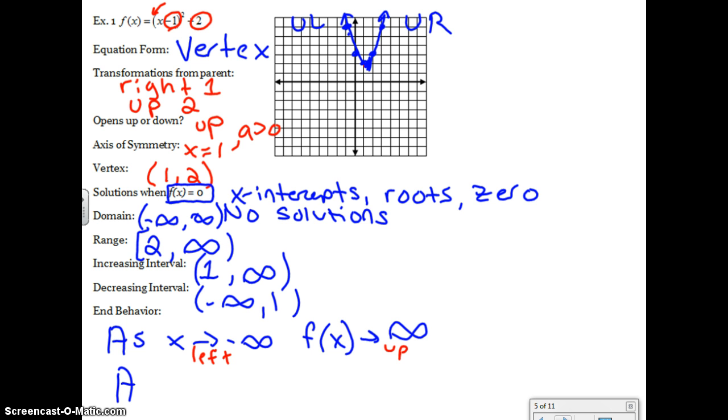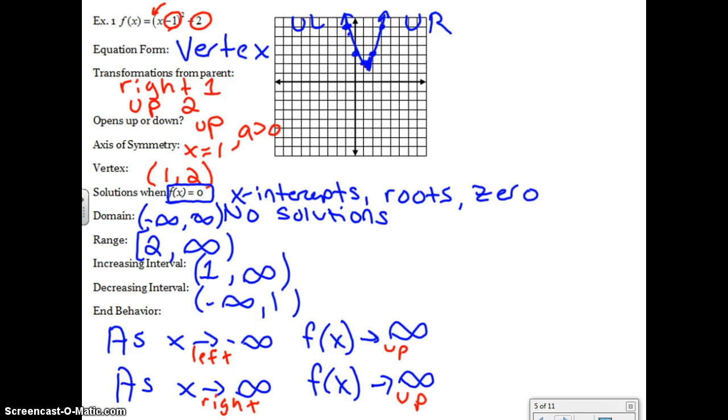Now let's go to the right. As x goes to positive infinity, what does f of x do? What does the y value do? So again, this is now when I go to the right. Well, it's also going up. So I'm going to put positive infinity there. And that means I'm going up.